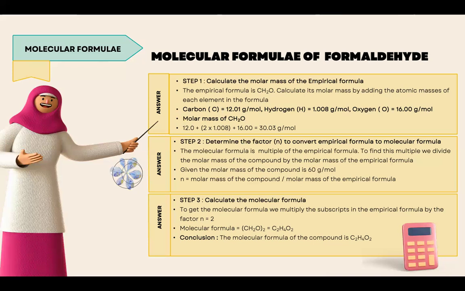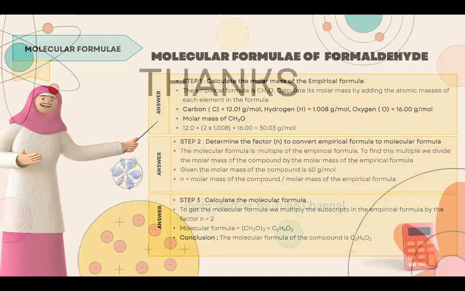Step 3: calculate the molecular formula. To get the molecular formula, we multiply the subscripts in the empirical formula by the factor n, which equals 2. Molecular formula is equal to (CH2O)2, so you get C2H4O2. As a conclusion, the molecular formula of the compound is C2H4O2.